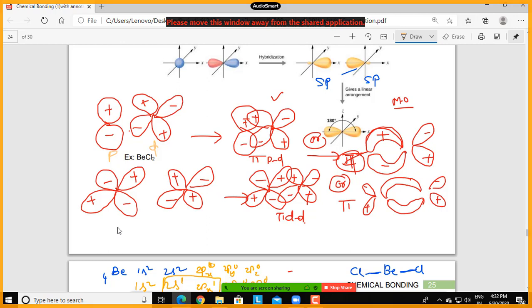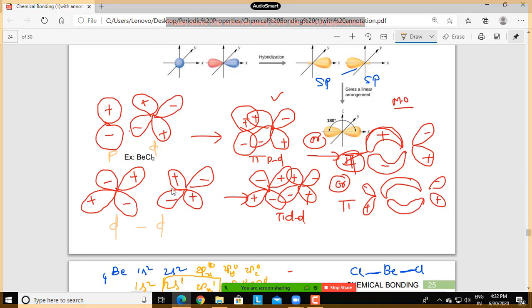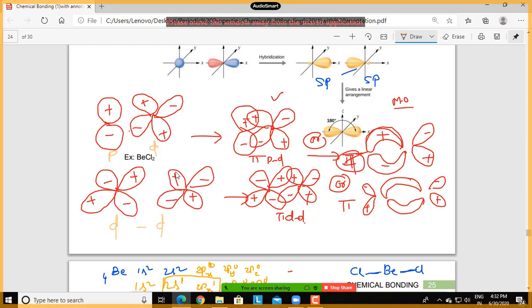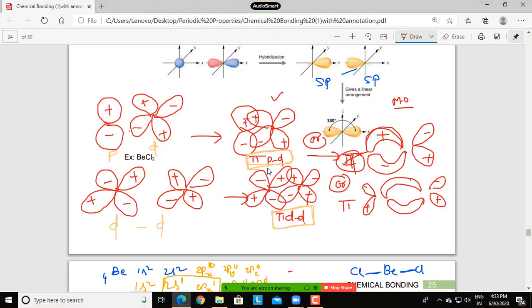And d-d mixing also, d and d mixing. So d is a double dumbbell, another d is a double dumbbell, but in a double dumbbell these two lobes are plus, these two lobes minus, these two plus, these two minus. So plus-plus attraction, minus-minus attraction means they will be attracted, forming a pi bond, pi d-d. So this is pi d-d. Is it clear? Pi bond.